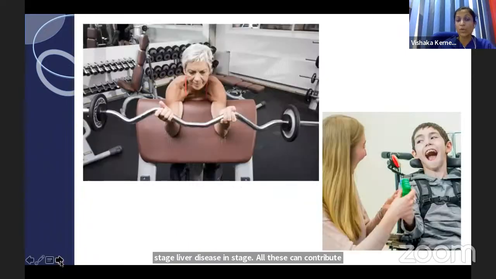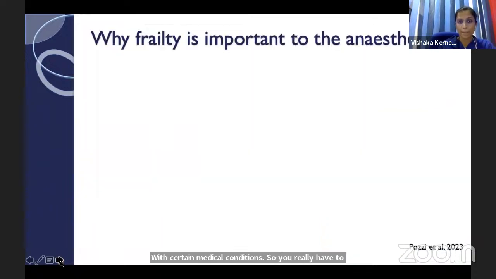So it is not only the elderly. It is not only the age. So you have to be careful with any of the patients coming to your theater. It can be a young patient with a certain medical condition. So you really have to look for it. Unless you look for it, you will not find the frail patient.